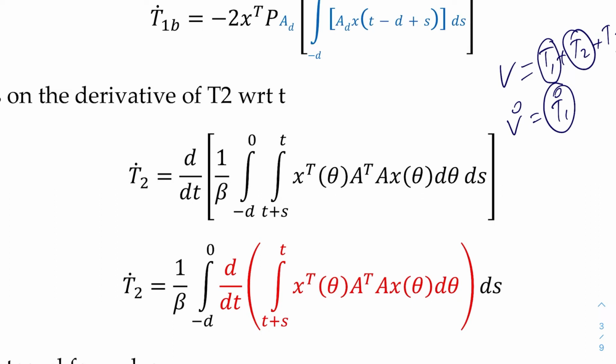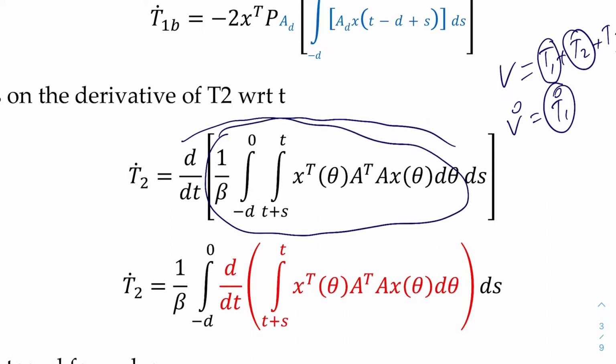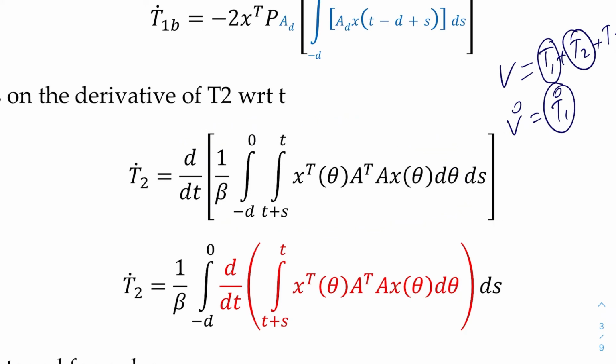Imagine having to come up with a Lyapunov function, right? Okay, so this is the term 2, and we need to take the time derivative of that expression. And by the way, in time delay systems, the Leibniz integral formula always appears.